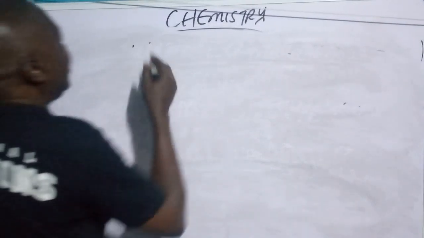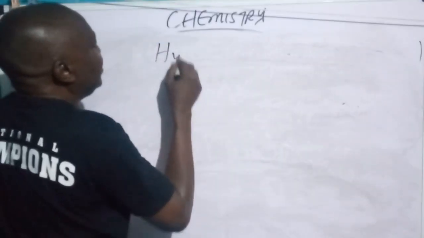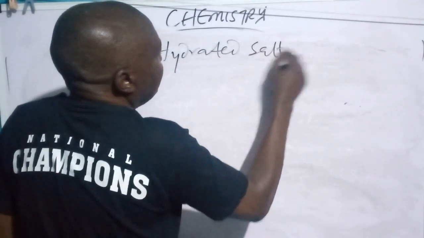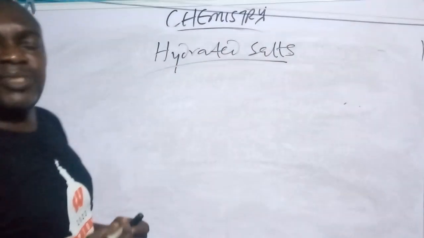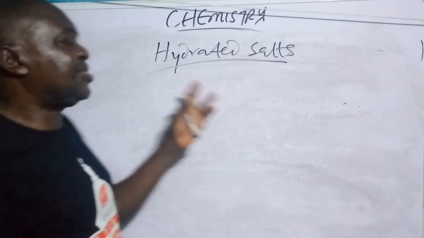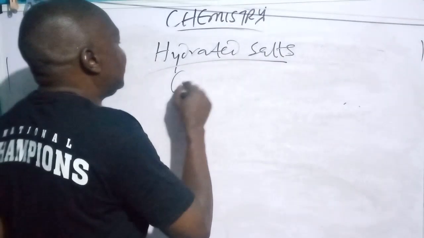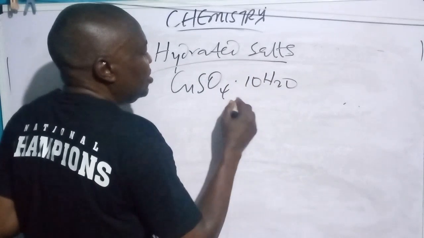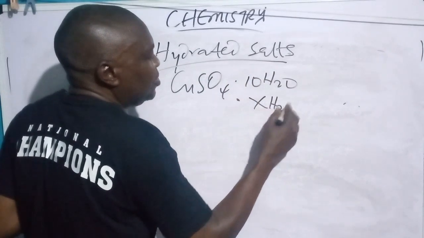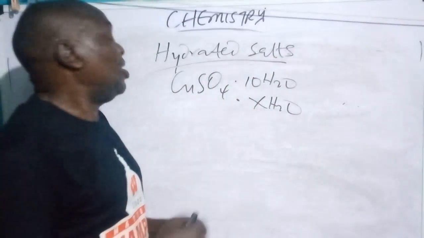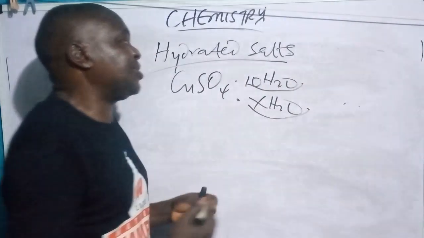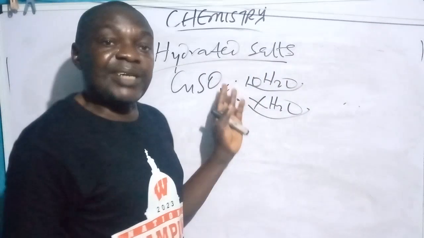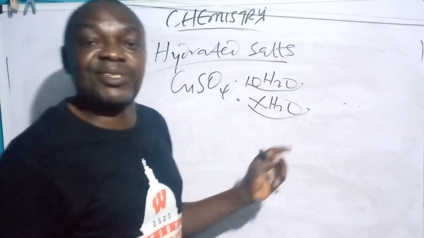Then you also have another term we come across, hydrated salt. These are salts that contain water of crystallization. So when you have any salt like the one we mentioned previously, CuSO4.10H2O, normally they give you xH2O, like in most of the examination bodies. All these mean water of crystallization. Because they contain water of crystallization, we call them hydrated salts.